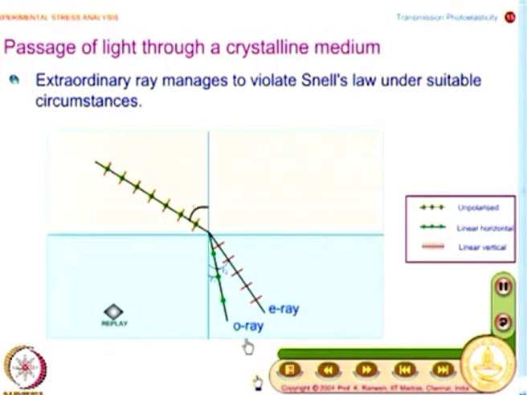The incident ray is unpolarized, but within the medium, because the medium does not end here, it ends only here, within the medium I find the rays are polarized. That is represented by only straight lines in this and only dots in this, and the planes of polarization are mutually perpendicular. This is a very pertinent and important observation that you should keep in mind.